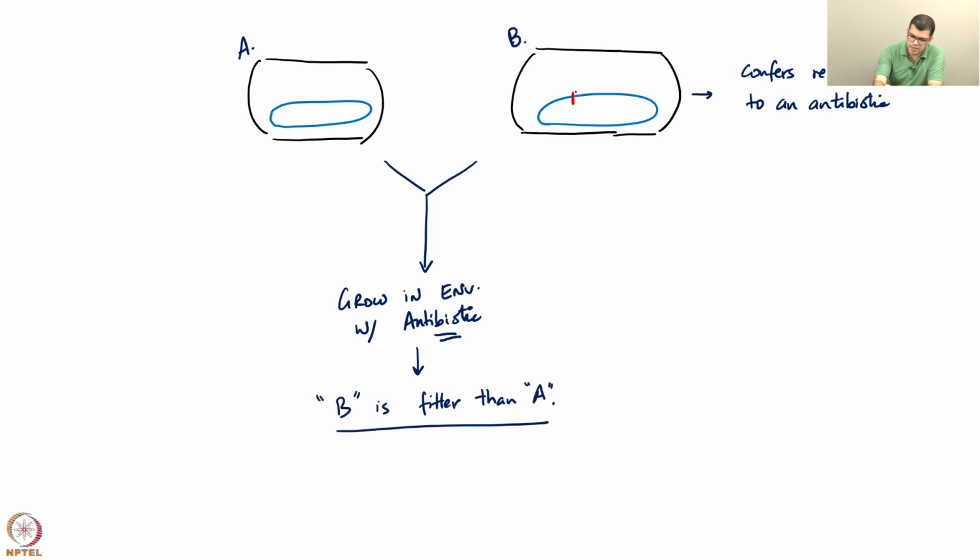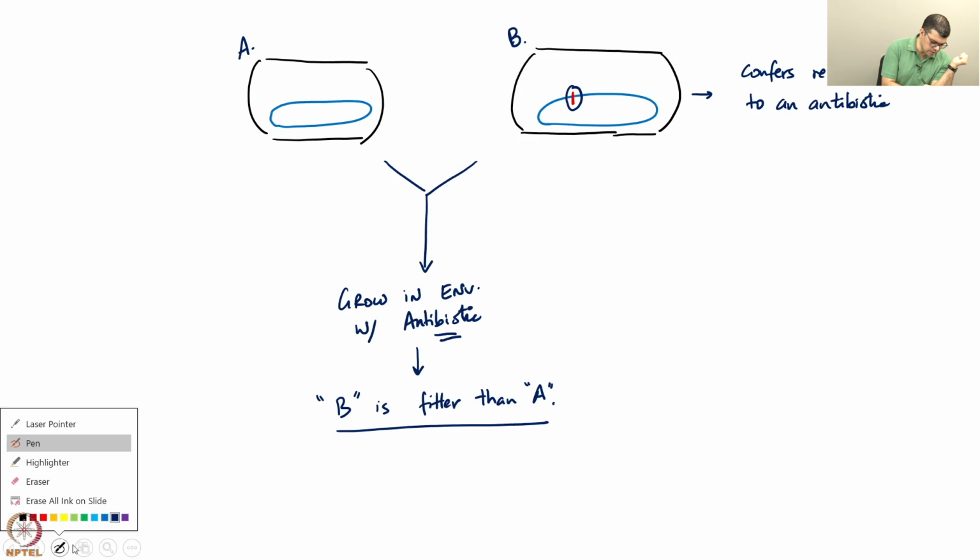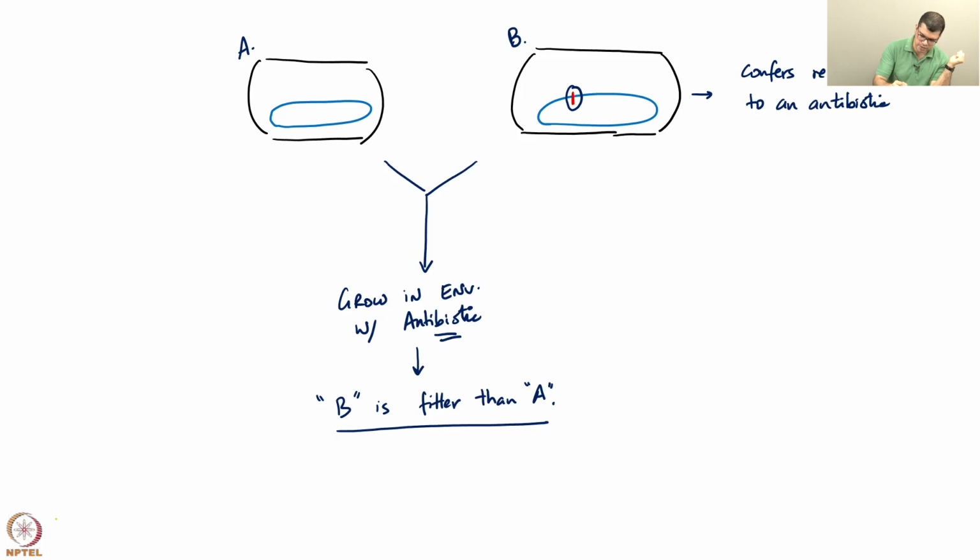What that means, from the context of this mutation's effect on fitness, this mutation makes the individual fitter and hence this is a beneficial mutation in this environmental context. But now let us look at another environmental context where these two are grown, but in the environment there is no antibiotic.